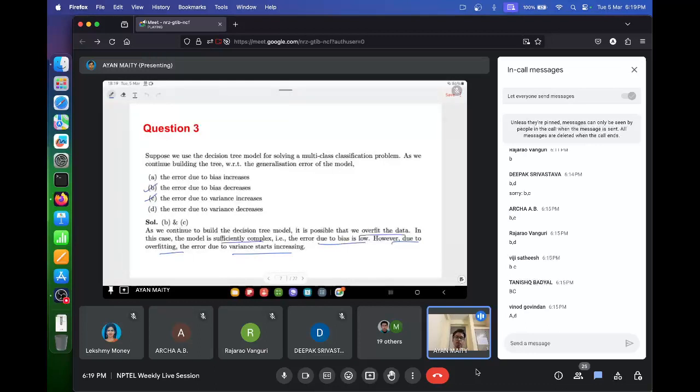You don't want to reduce the accuracy significantly, but still you will try to reduce the size of the decision tree.